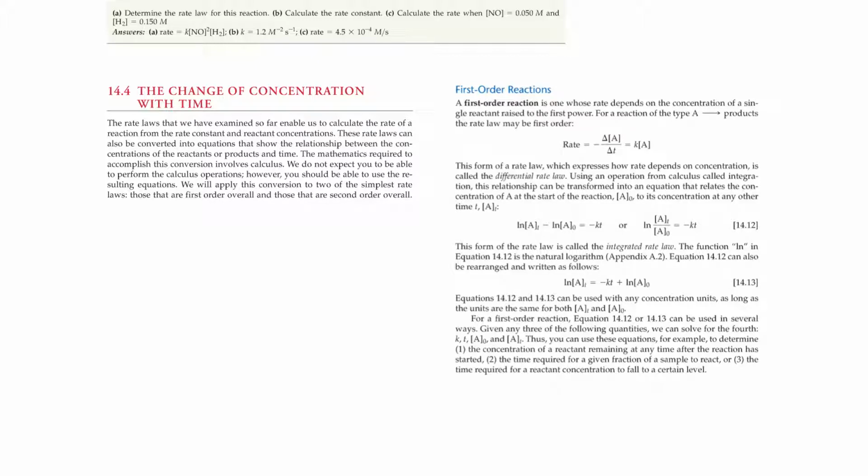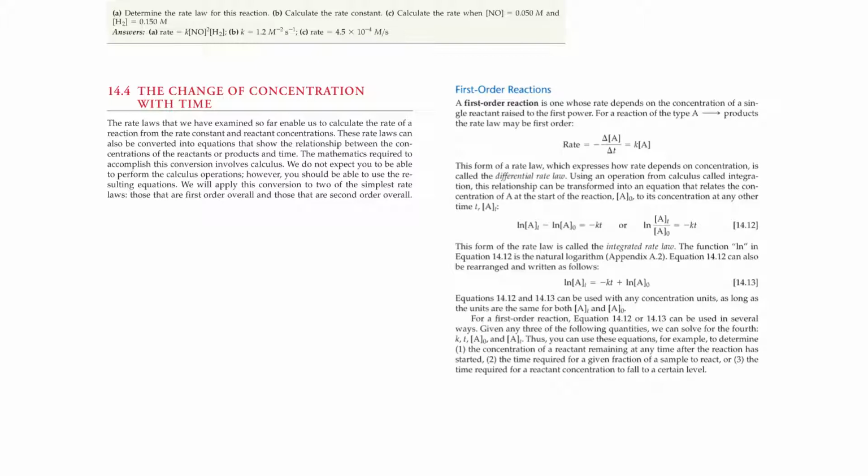Equation 14.12 can also be rearranged and rewritten as follows: the natural log of A at time t equals negative kt plus the natural log of the initial concentration of A. Equations 14.12 and 14.13 can be used with any concentration units as long as the units are the same for both A sub t and A sub 0.